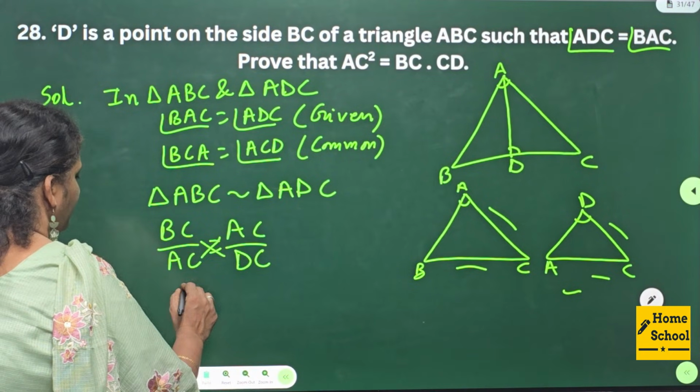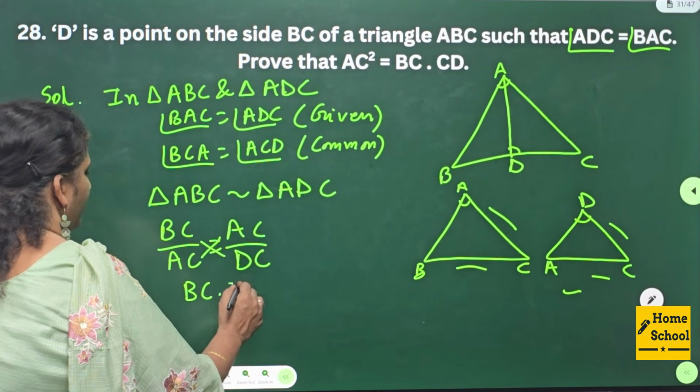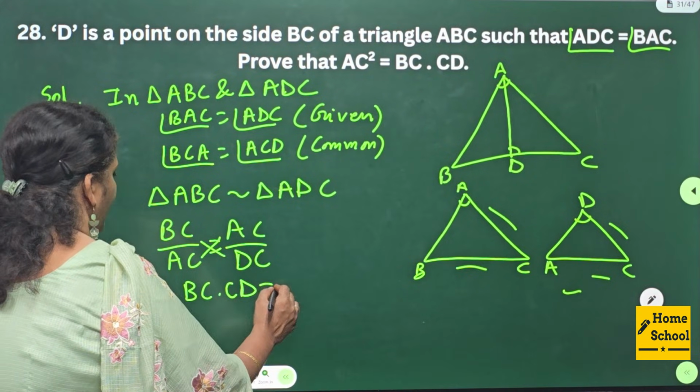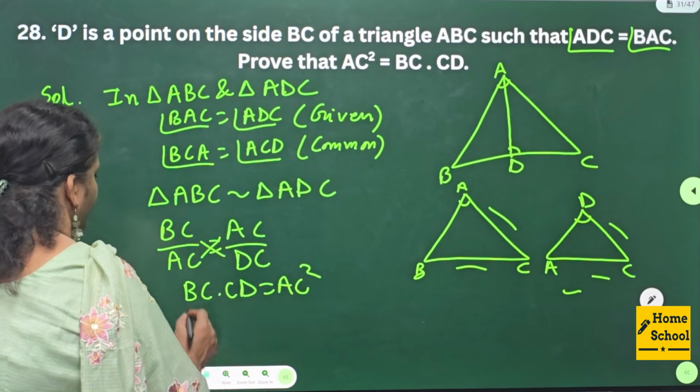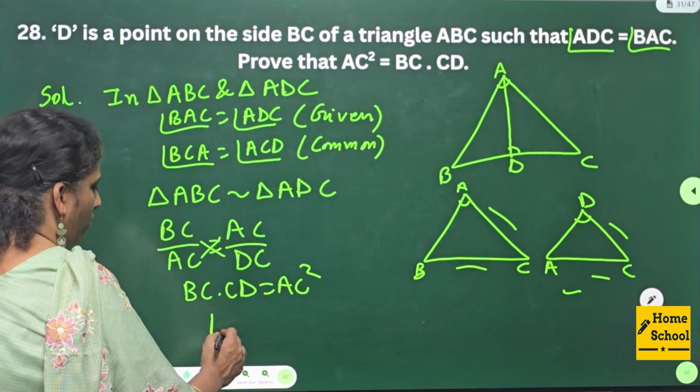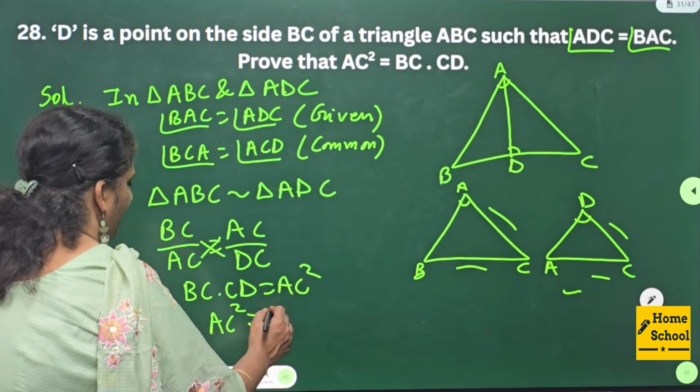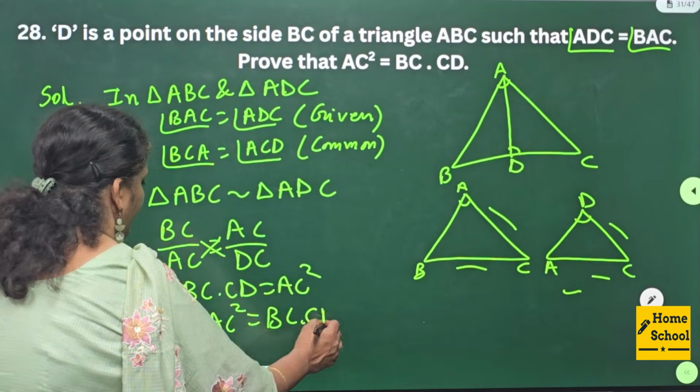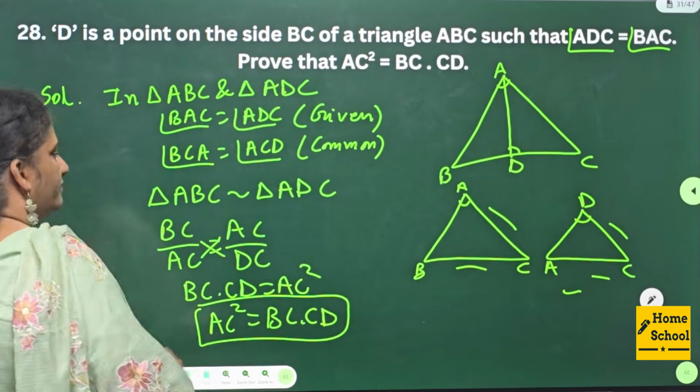Cross multiply: BC into CD, DC or CD you can write, is equal to AC square. AC into AC is AC square, no? So rewrite this: AC square is equal to BC into CD. Hence it is proved.